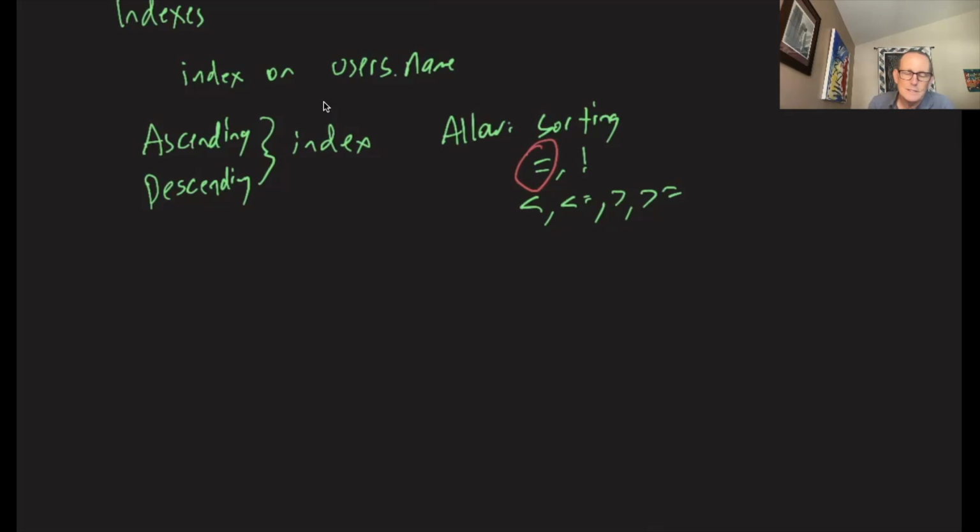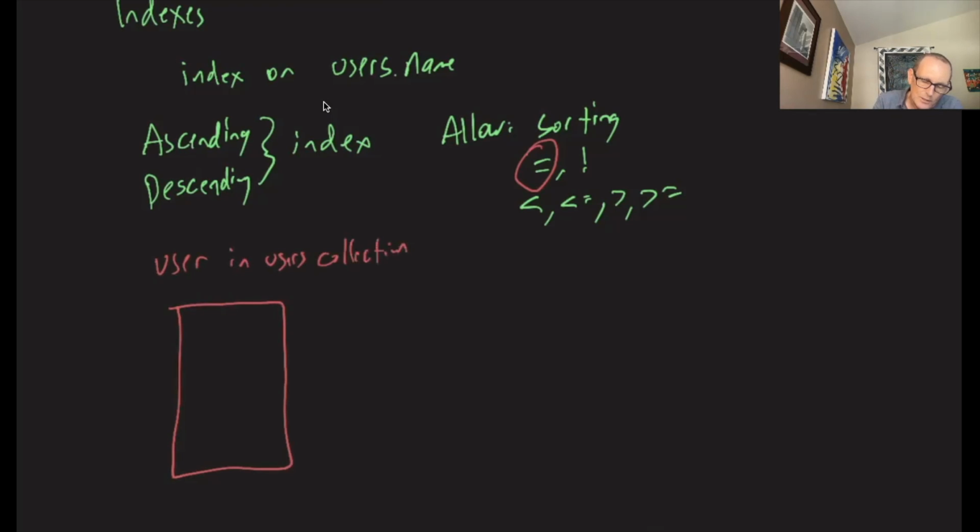So you can have indices on these first level fields. If you have, for instance, a user, this is the user in the users collection. You've got a name, and then you've also got, let's say, an address. This address is itself a map. So you've got city, state, zip, and so on.